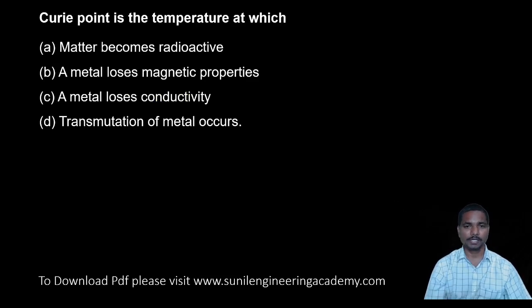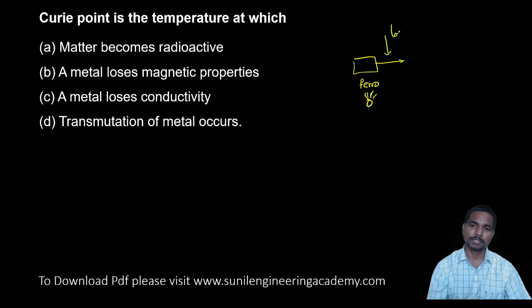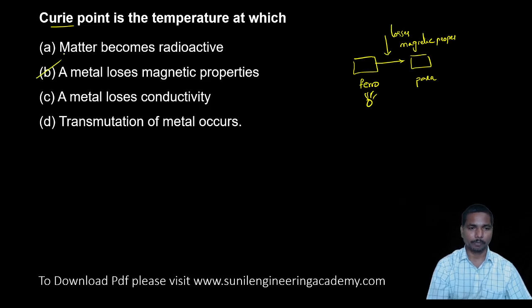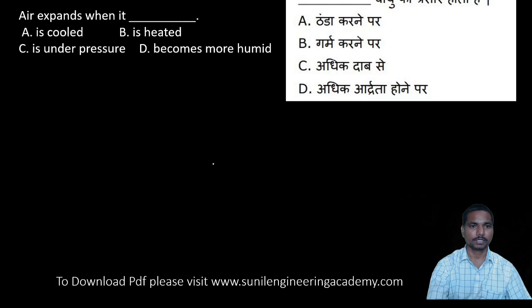Curie point is the temperature at which, if you take any ferromagnetic material and heat that ferromagnetic material, at a certain point it loses its magnetic properties and becomes paramagnetic. So that temperature we call the Curie point. So the metal loses magnetic properties. Air expands when it is heated. So we know very well whenever we heat solids, liquids or gases, they expand.